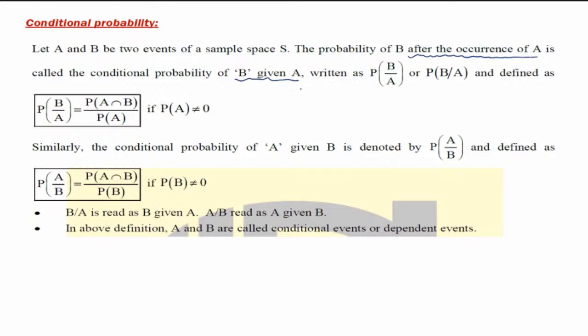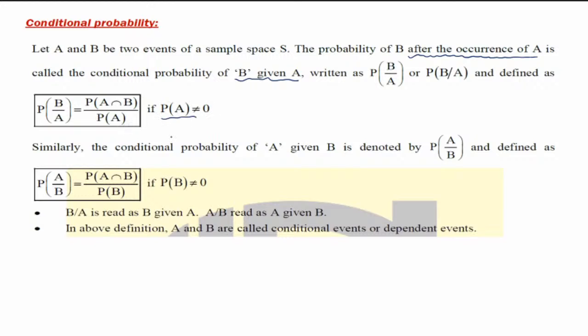So this B given A probability is denoted by P of B by A or P of B. This is not a slash, but of course a slash symbol. Some people denote it by this division or slash symbol, P of B by A. And it is defined as P of B by A is equal to P of A intersection B divided by P of A, provided the denominator is not equal to 0. The probability denominator is always not equal to 0.